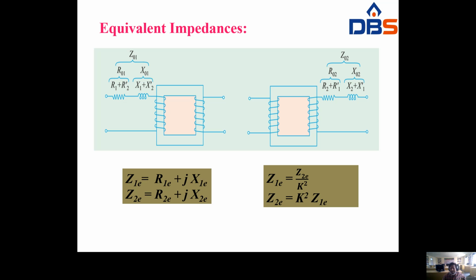Now look at the figure. R01 is R1 plus R2 dash, X01 is X1 plus X2 dash. The combination of R01 plus jX01 is nothing but Z01. Similarly, referred to the secondary, R02 is R2 plus R1 dash, X02 is X2 plus X1 dash. The combination of R02 and X02 gives the equivalent impedance referred to the secondary, and this one is the equivalent impedance referred to the primary.